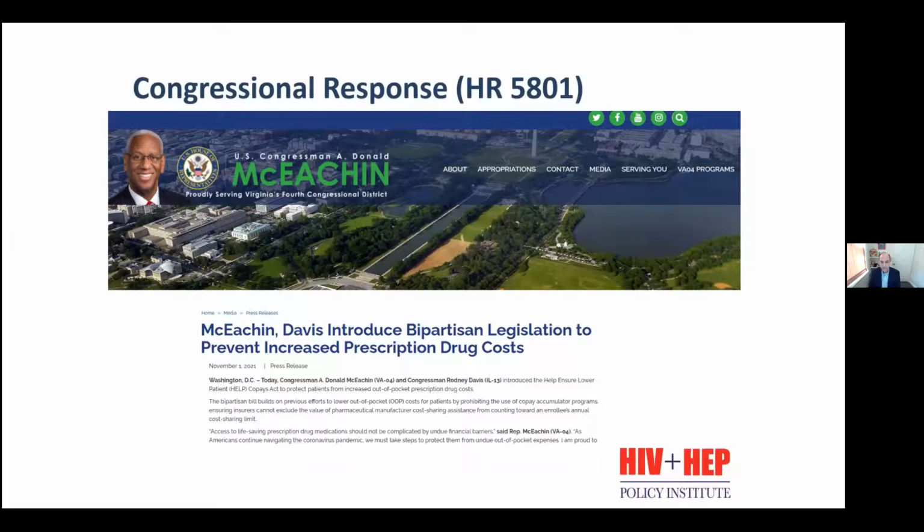So there's the bill number. It's only been introduced in the House so far. It's HR 5801, and it only has 17 co-sponsors. So we need a lot more co-sponsors, and that's something all patient groups should pitch in on: contact your members of Congress, encourage them, reach out to Congressman McEachin's office and Congressman Davis's office, and ask your member of Congress to be a co-sponsor of this important legislation. Next slide.